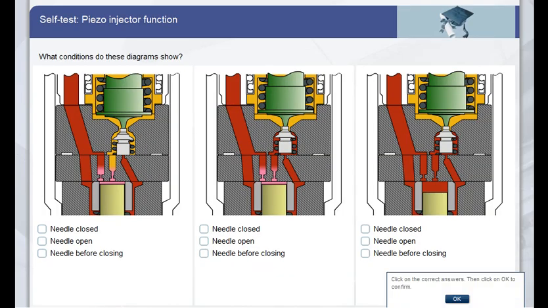What conditions of the piezo injector do these diagrams show? Click on the right answers and then on OK to confirm. Very good, you found the correct conditions.